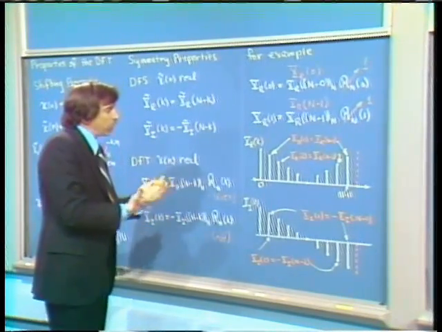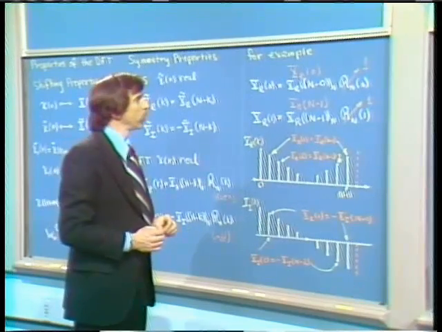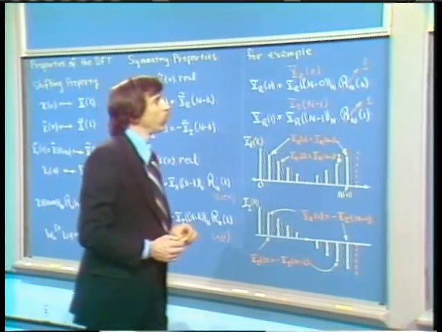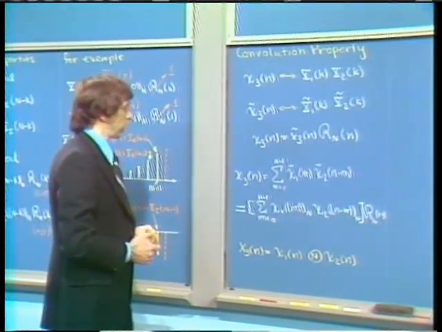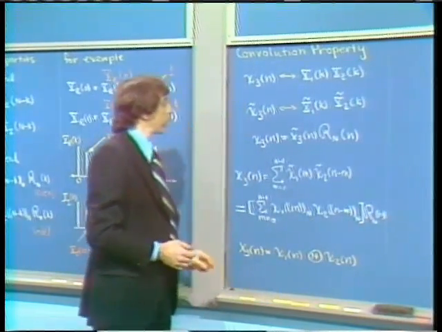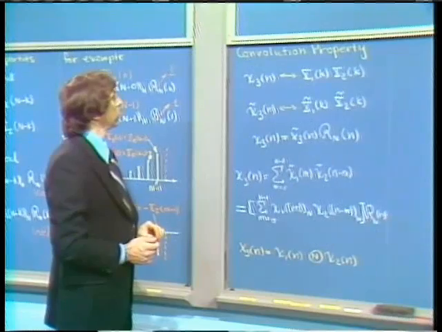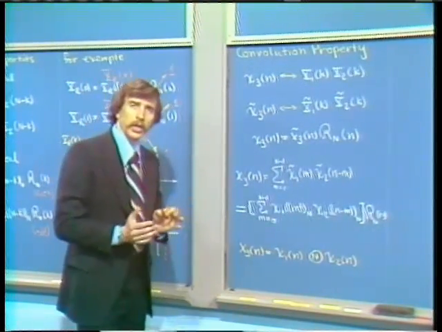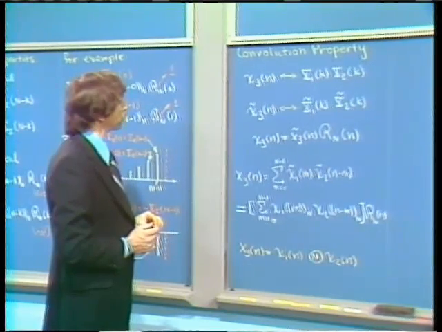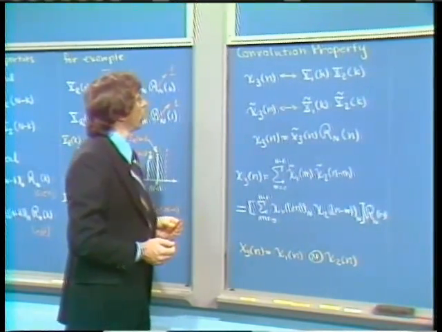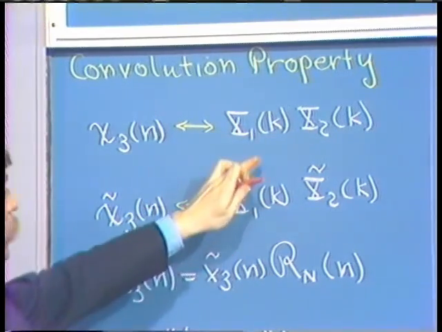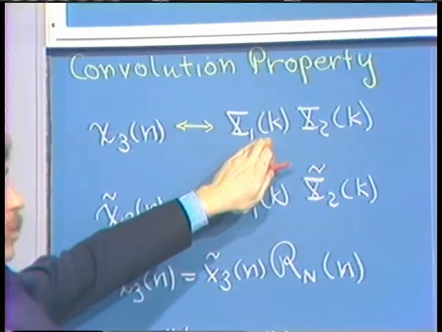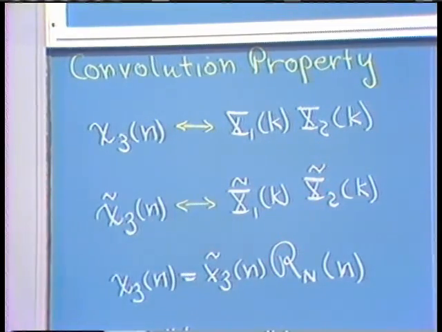Okay, that is just a simple introduction to the symmetry properties. We have also, as we've talked about with our other transforms, the convolution property. And the convolution property relates very heavily to the type of convolution that we were talking about for the discrete Fourier series. What we want to ask is, what is the finite length sequence, x3 of n, whose discrete Fourier transform is the product of the discrete Fourier transform of x1 of n and the discrete Fourier transform of x2 of n?